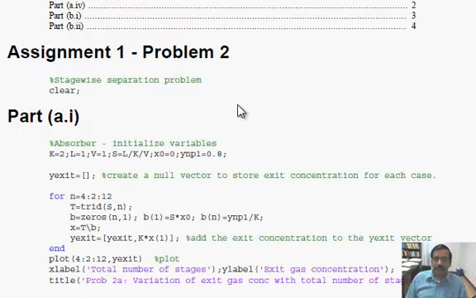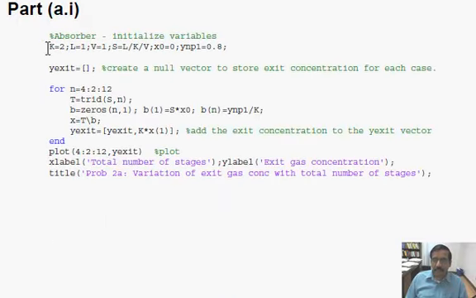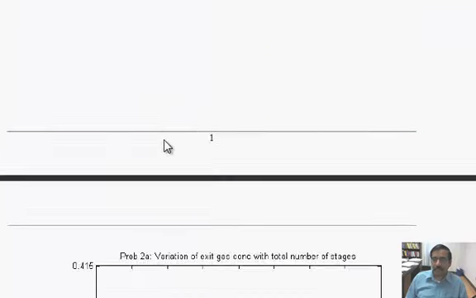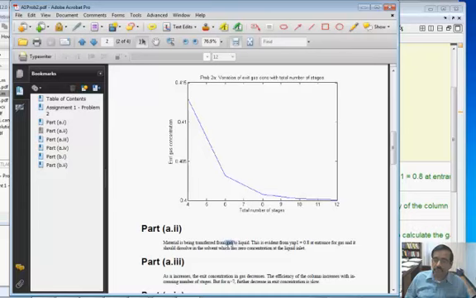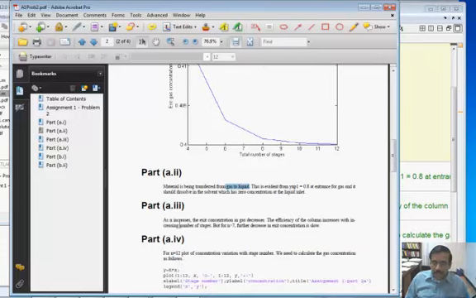So here you have, this is for problem 2. Here is the line from the script file where we initialized. Here is the loop, and here is the plot. The plot says that the exit composition decreases. That is, if you have more stages, the column gets more and more efficient, and so more of the material is transferred from the gas to the liquid. So the gas composition continues to decrease, and as n increases, the exit concentration in the gas decreases, as we saw in the graph above.